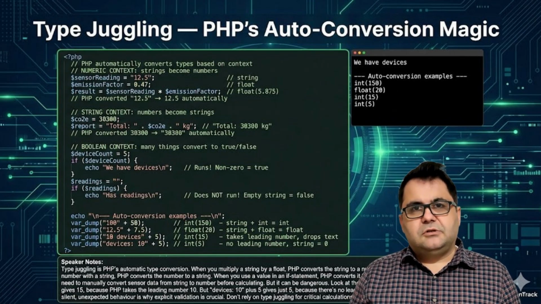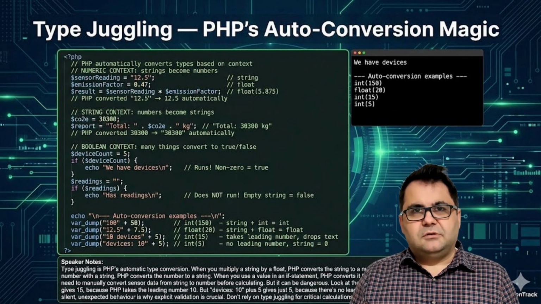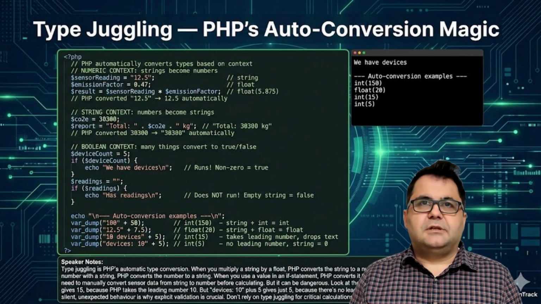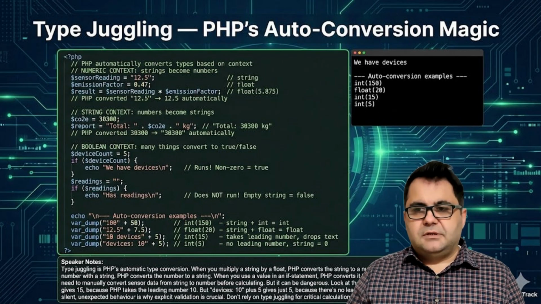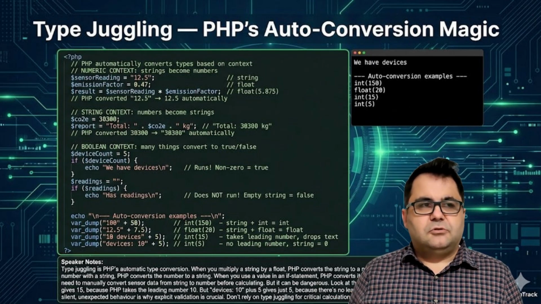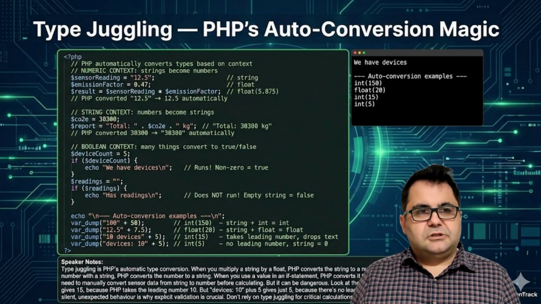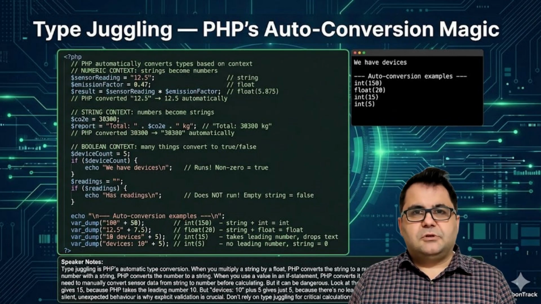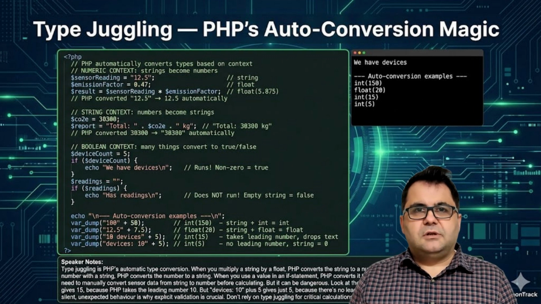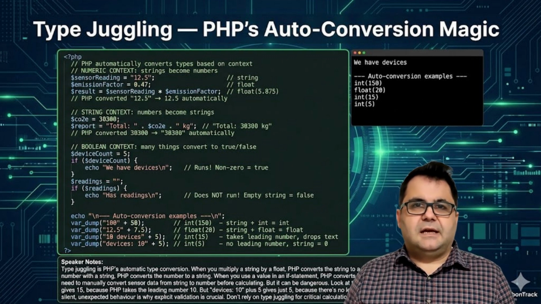But it can be dangerous. Look at the last two examples. "10 devices" plus 5 gives 15, because PHP takes the leading number 10. But "devices 10" plus 5 gives just 5, because there's no leading number, so the string becomes 0. This silent, unexpected behavior is why explicit validation is crucial. Don't rely on type juggling for critical calculations. Always validate and cast explicitly.